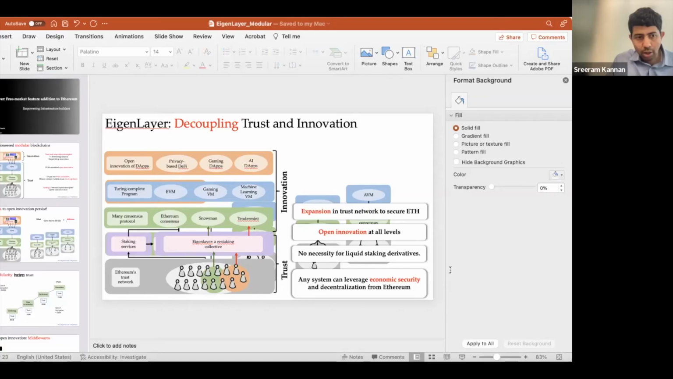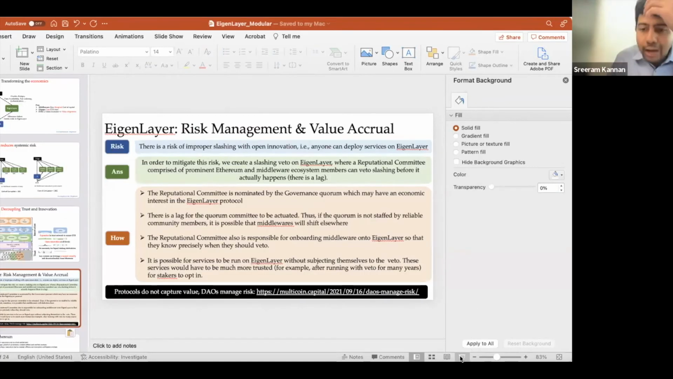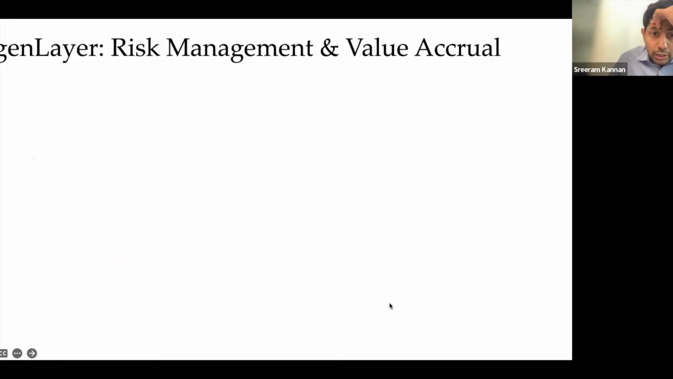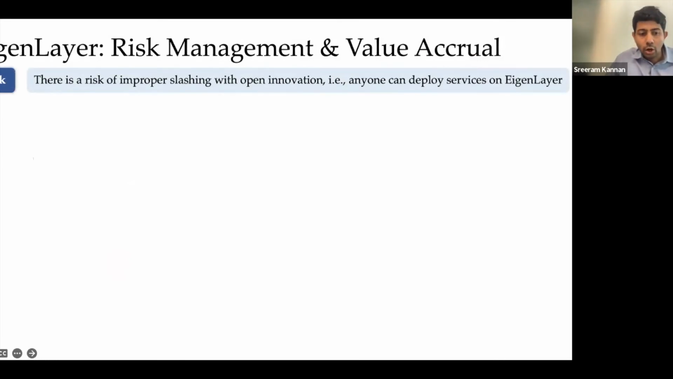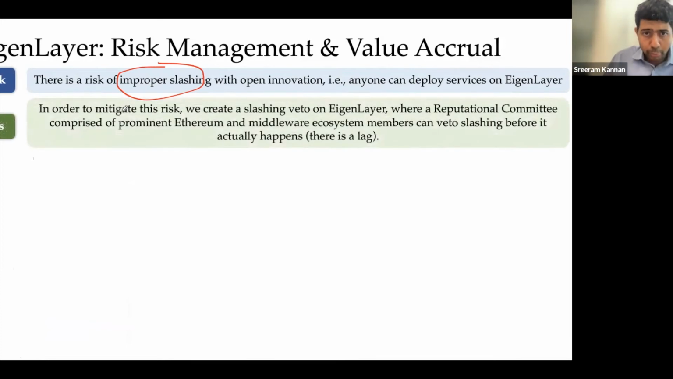Okay, so here is the core problem on EigenLayer: there is a risk of improper slashing. What if some contracts were buggy, or written maliciously, so that they trigger slashing of every staker? That could be an absolute disaster. How do we mitigate this?